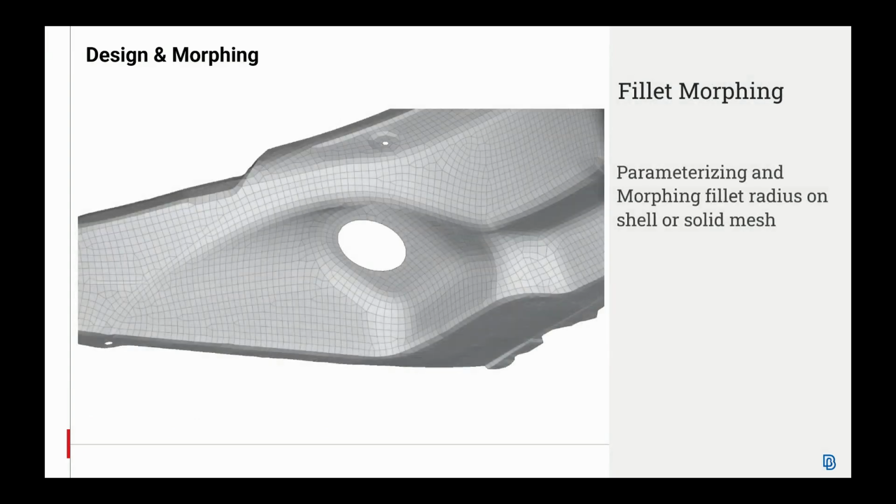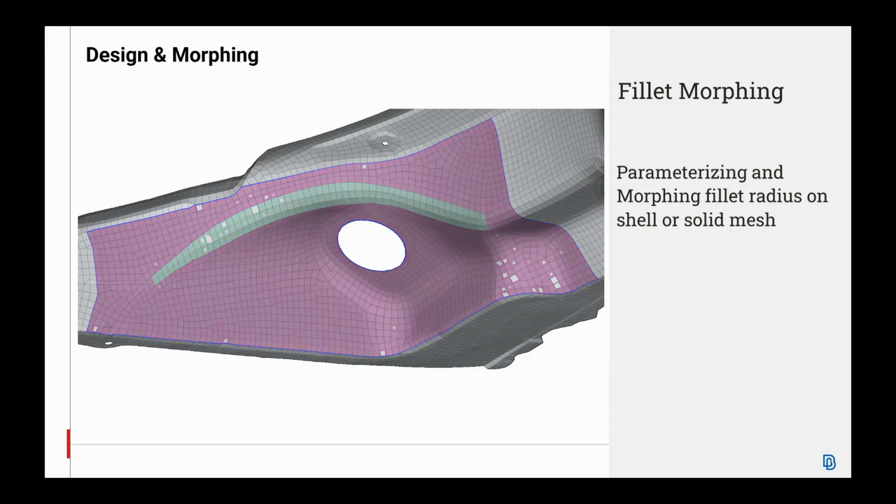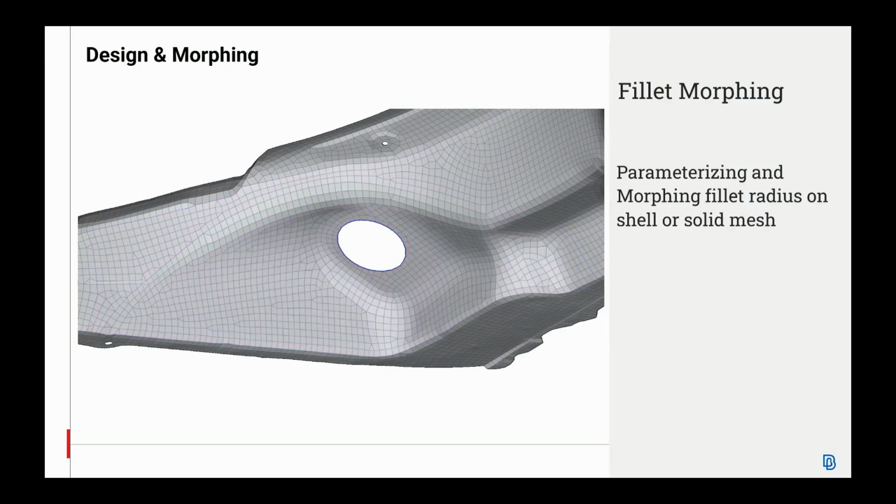Now let's move on to the new functionalities. A robust and versatile morphing algorithm has been designed to facilitate the morphing of fillet regions both within cell and solid meshes. This algorithm enables the modification of these fillet regions by parametrically adjusting the radius of the fillet, thereby providing precise control over the geometric transformation applied to the mesh.